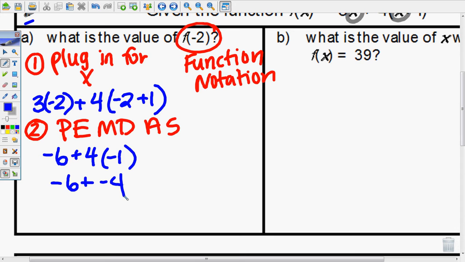So now I'm down to, is there anything else to deal with: parentheses, multiply, or divide? Nope. So we're on to AS. Adding. What do negative 6 and negative 4 make? A negative 10. If you owe me $6, and then you say, let me borrow another 4, you now owe me $10. So this is called function notation. When you're done, at the end, to write it, we would write f of negative 2 equals negative 10. That's our answer.